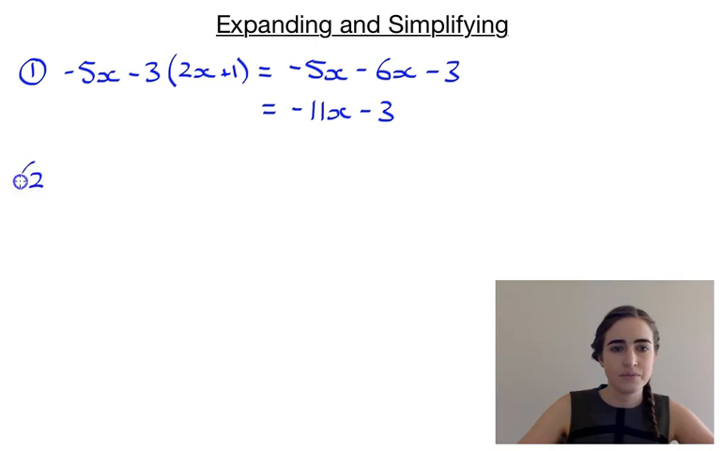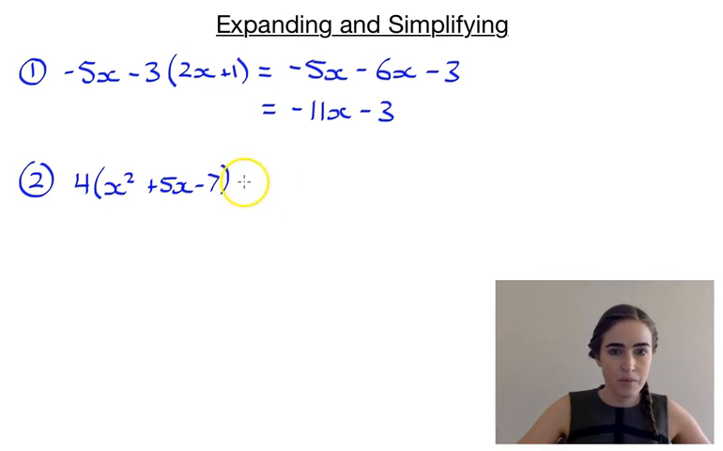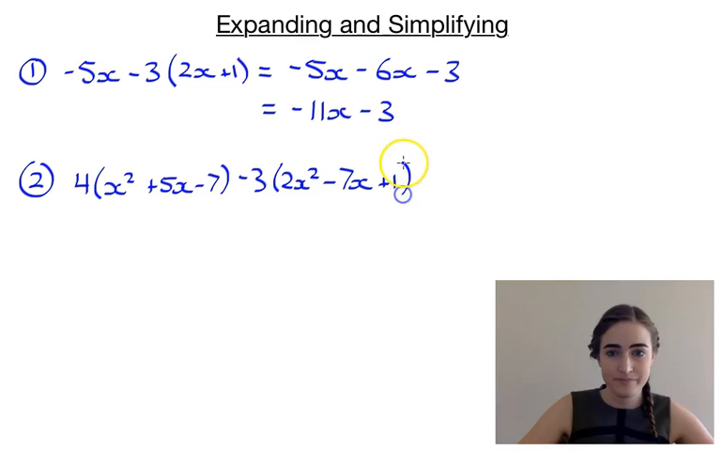Our second example is 4 outside of x squared plus 5x minus 7, minus 3 outside of 2x squared minus 7x plus 1. Okay, so this one's much bigger. I'm going to write the answer underneath because I'm not going to fit it over here. So we're going to expand out each bracket.